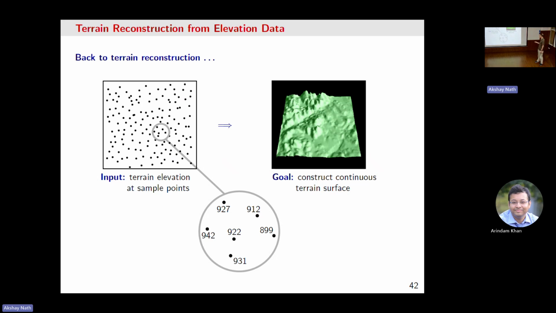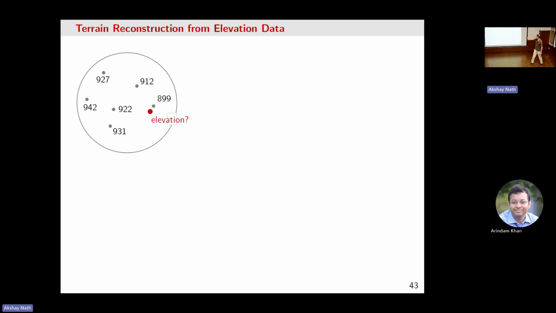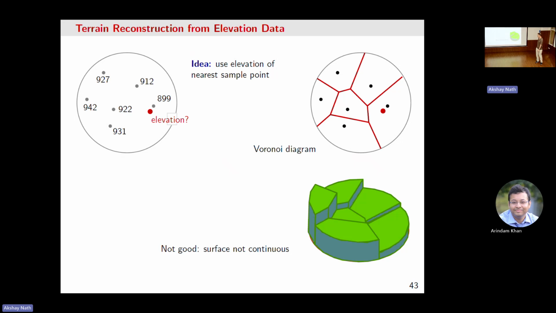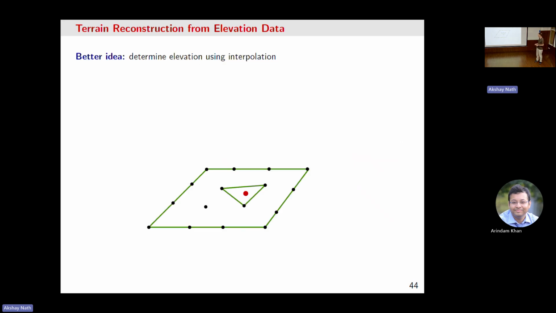So one thing you could think of is, okay, if I have this point here, it's very close to this one, so probably its elevation is kind of the same. So what you could do is, okay, let's take a Voronoi diagram, and then everybody here, this is the closest sample point, so let's give it the same elevation. Okay, is this nice? Yeah, it's not nice, right? Because it's not continuous. So you would get something like this, which doesn't make much sense. So instead, you want to have a continuous surface, so you want to interpolate.